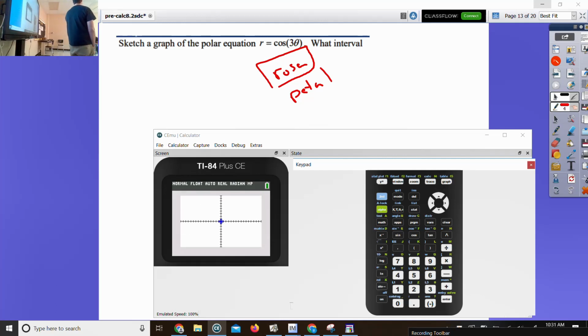These need to be in radians. Right now? Yeah. We're in radians all the time. You're graphing a trig function, you're in radians.